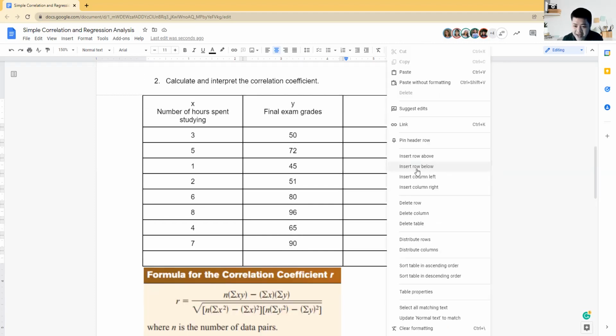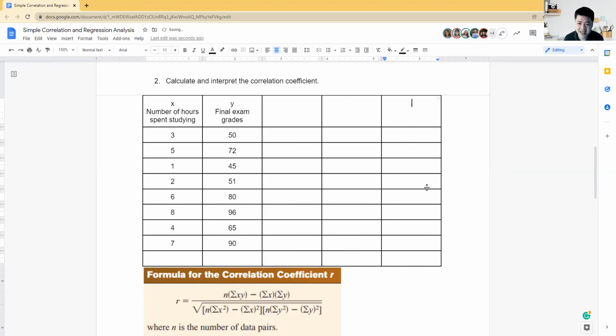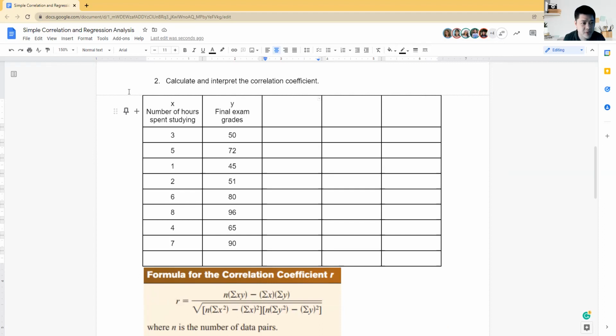So we add again another column to the right. And then we need the y squared. Another column. So dito, lagay natin, sige, xy na lang muna. So in this case, you will get xy. So can I ask someone to please fill in this table for the product of the two, x times y. So that's 3 times 50, that's 150.